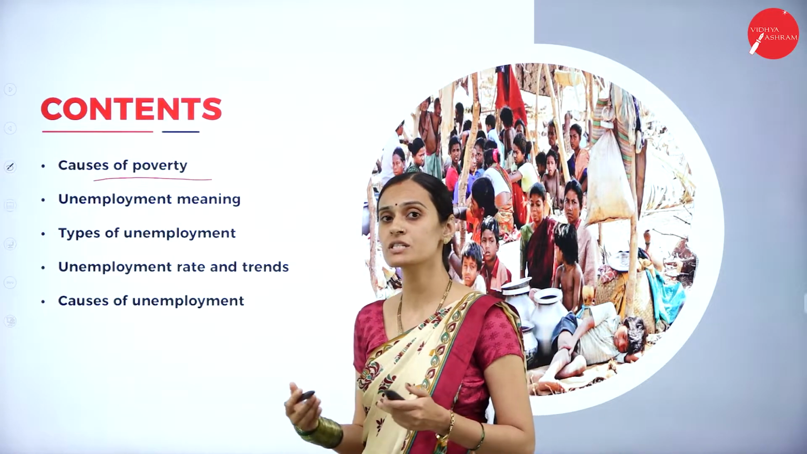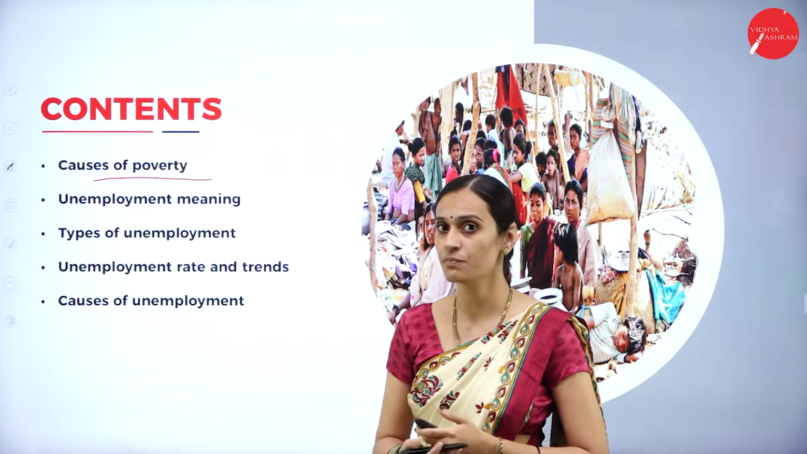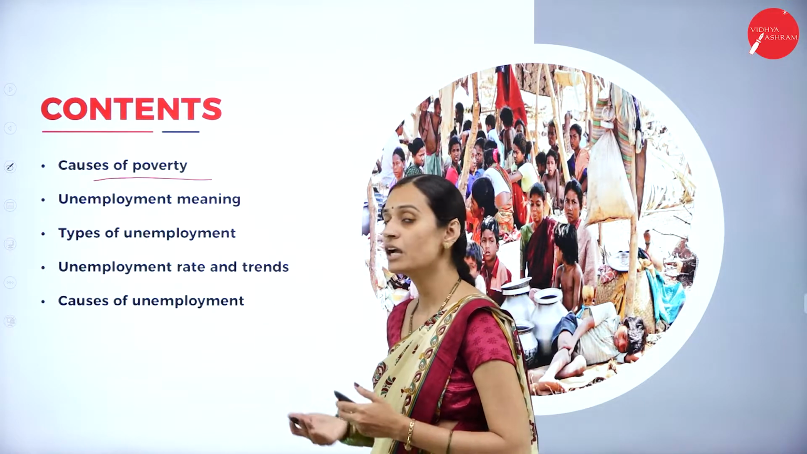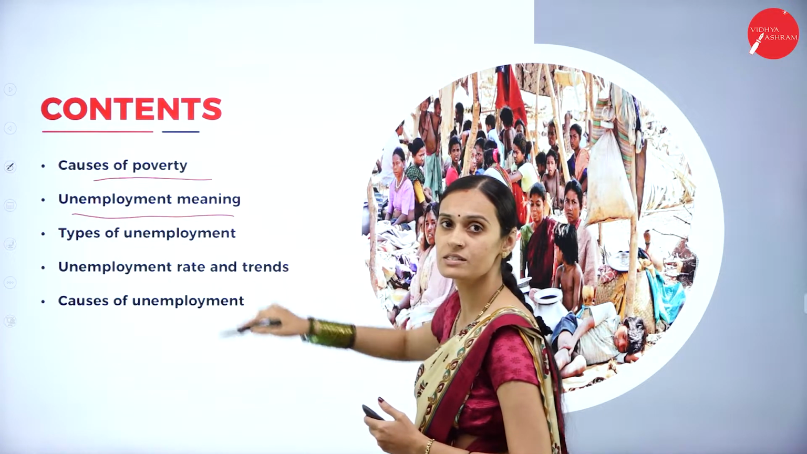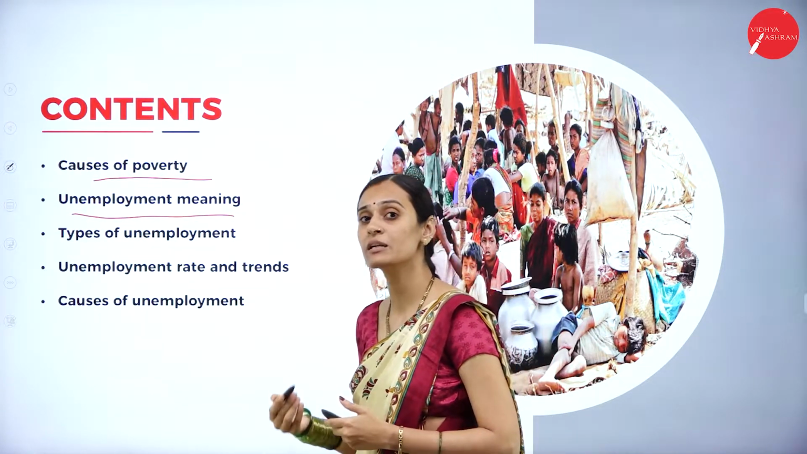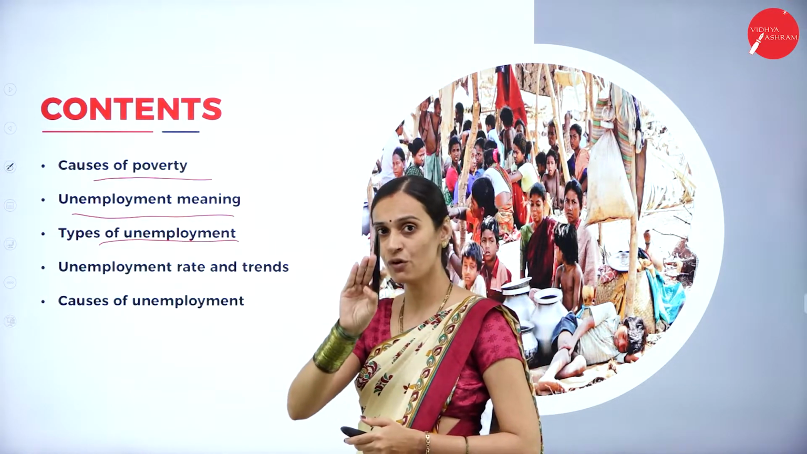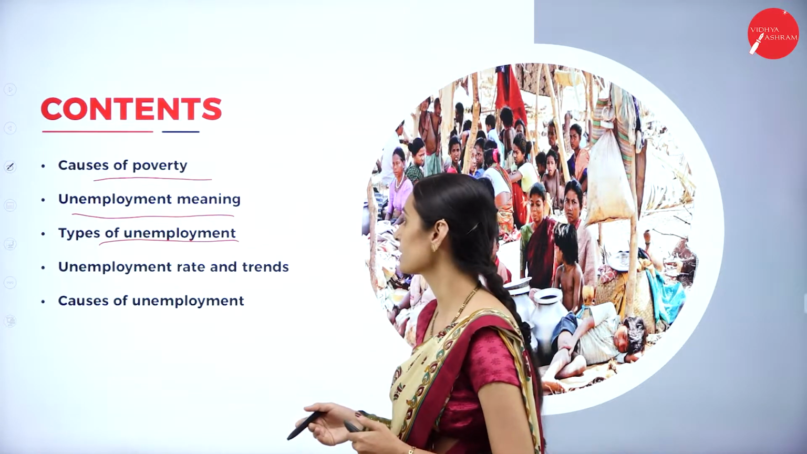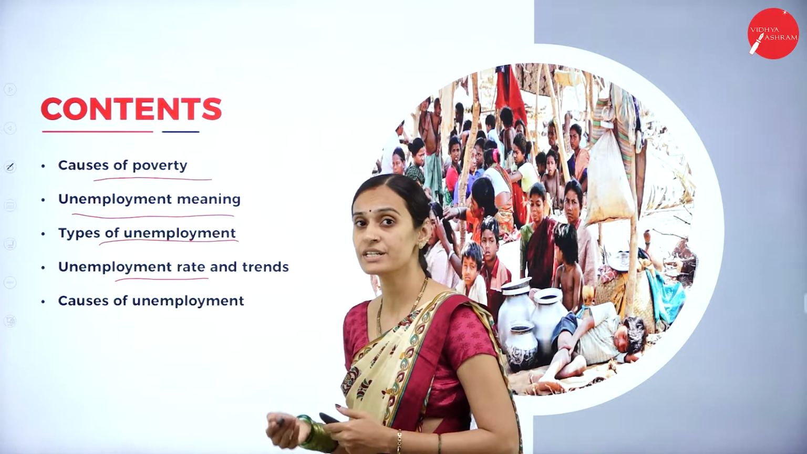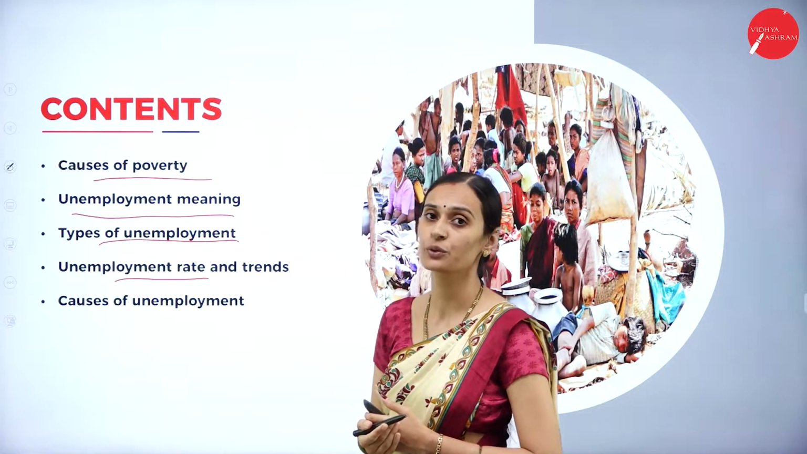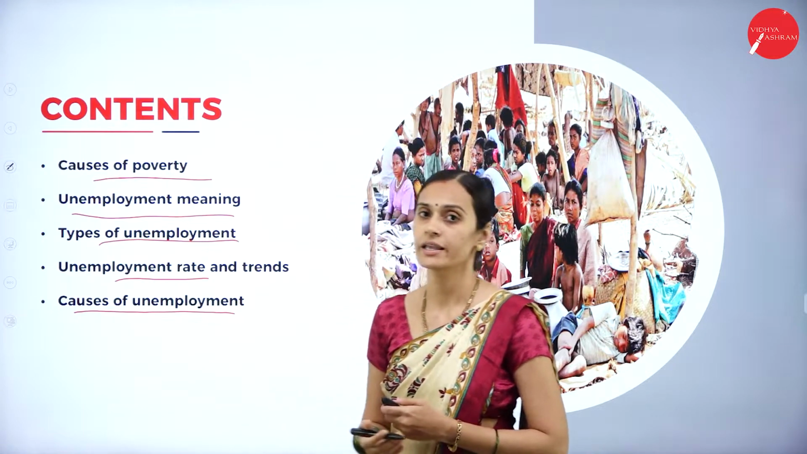In the previous session, we discussed the meaning of poverty, trends of poverty and estimations of poverty. But here, what are the real causes of poverty, and also the second problem of our economic system, that is unemployment. What is the real meaning of unemployment, and what are the different types of unemployment? There are majorly 4 types of unemployment that we are going to discuss. And next, the unemployment rate and trends. What are the real trends of unemployment in India? And what are the real causes of unemployment? Those are all we are going to discuss in this session.